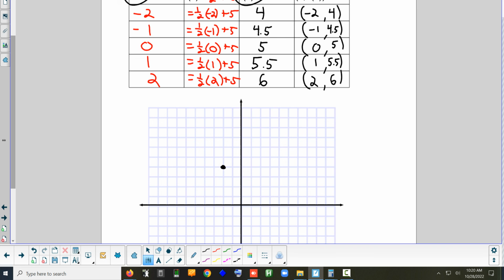Brady, how do I graph the second point? Over to the left one. Okay, left one. Yep. Up 4.5. 1, 2, 3, 4.5. Okay, there's that one. Natalie, how do I do the third point? Just go up 5. Yep. So there's that one.